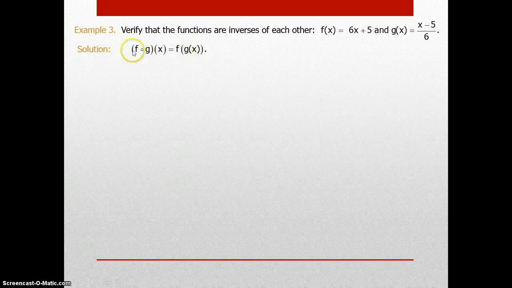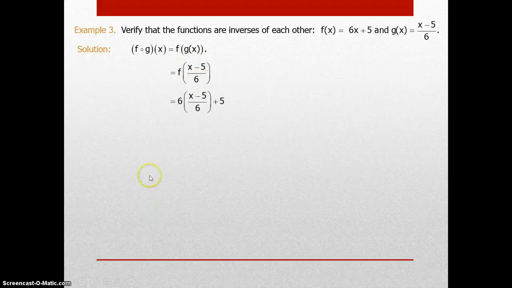So this is the same thing as f of g of x. So g of x, I look at my g function, that's x minus 5 over 6. So it becomes f of x minus 5 over 6. So now I'm going to use my f function, which is right here, 6x plus 5. Wherever I see x, I'm going to replace it with what's in my parentheses. I will get something that looks like this: 6 parentheses x minus 5 over 6 plus 5. Remember, all I did was replace this x with what's in my parentheses.